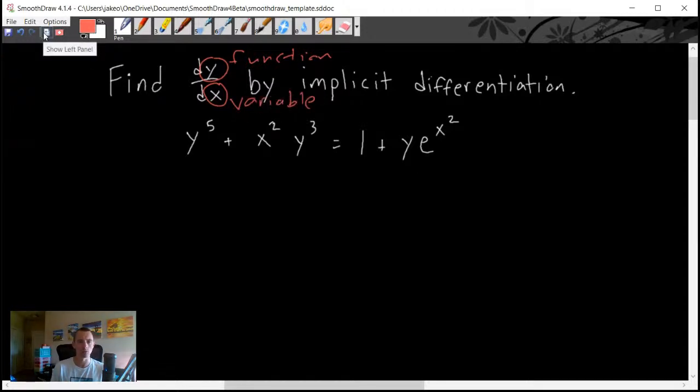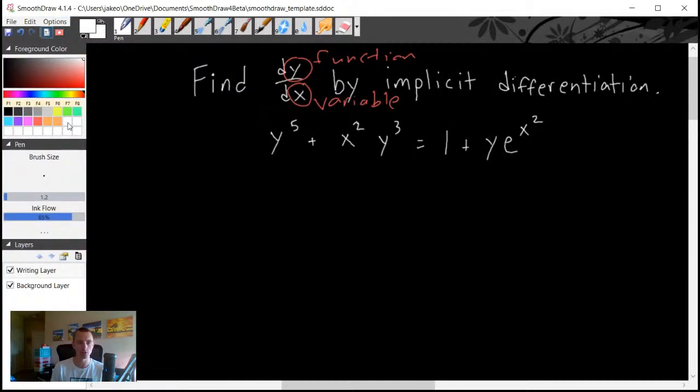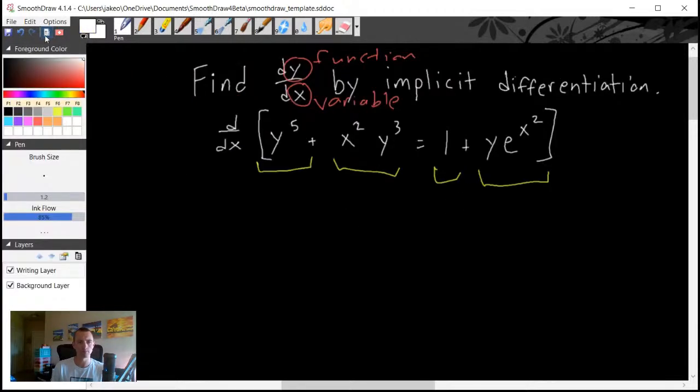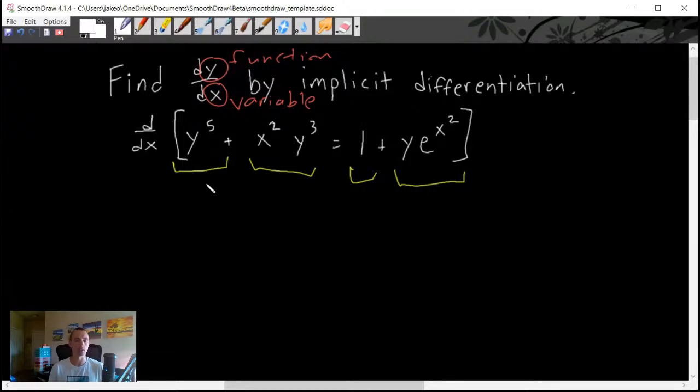Okay, so let's get into how we actually take the derivative of both sides of this equation with respect to x. First, we'll go term by term. Whenever you have pluses or minuses, you split it up there. In this case, we have one term here, one term here, one term here, and one term here. First term, y to the fifth. Again, we have to do chain rule here because y is a function of x. We cannot just use the power rule. We treat y as our inside function and the fifth power as our outside function.